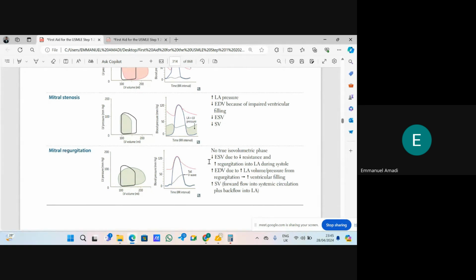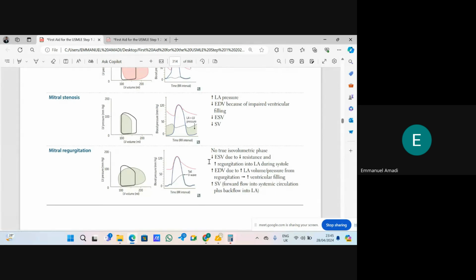Now the atrium is getting more blood, both blood from the regurgitation of the ventricle and blood from venous return. So it is getting more blood than before, and it is going to empty all that blood into the ventricle. So automatically, you're going to have an increase in end diastolic volume. Of course, stroke volume will go up.